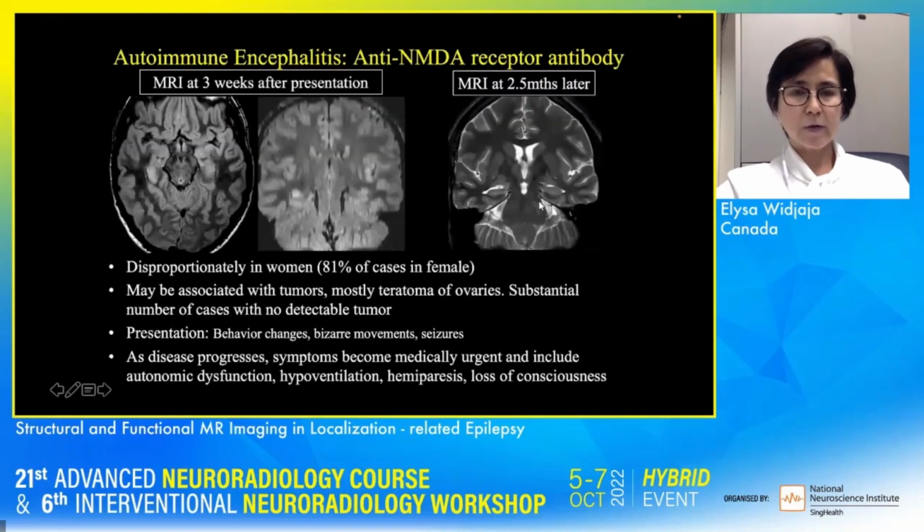So let's move on to autoimmune encephalitis. This occurs disproportionately in women. And the most common form is anti-NMDA receptor antibodies. It may be associated with tumors, particularly teratomas of the ovaries. However, in a substantial number of cases, there is no detectable tumor.